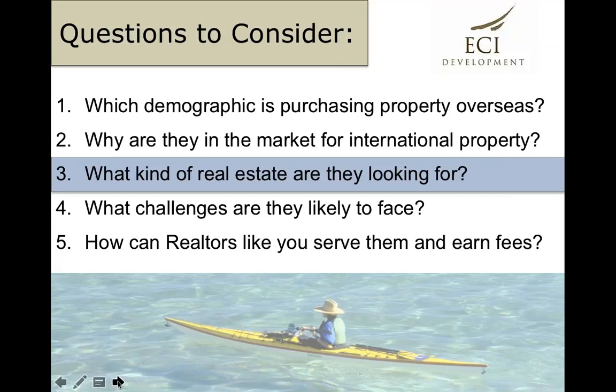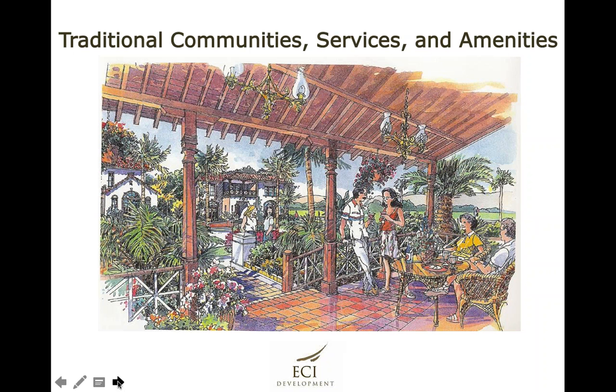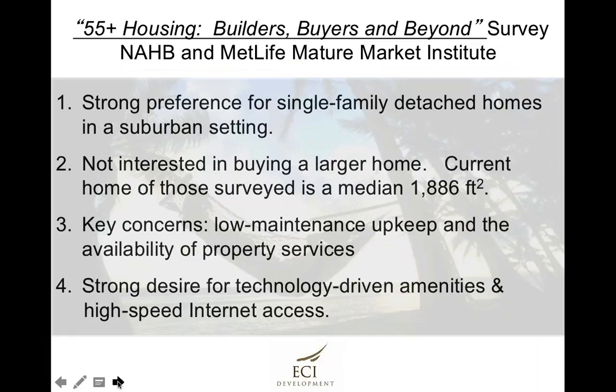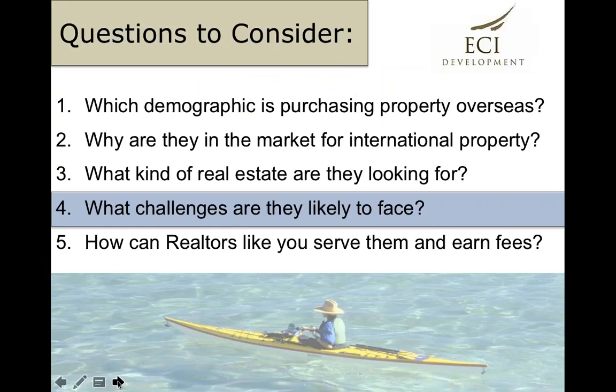Let's see. What kind of real estate are they looking for? So traditional services, communities, and amenities are what across the board people cite as what they're looking to find. Strong preference for single-family detached homes. So really kind of these key concerns: low maintenance, upkeep, and availability of property services. A lot of lock it and leave it, maybe people looking for smaller homes or condos that they can rent out or not have to worry about when they're not necessarily there when they're looking for a second home.